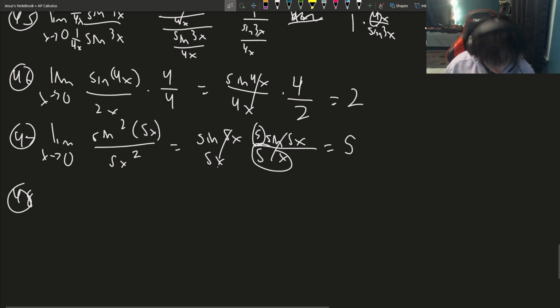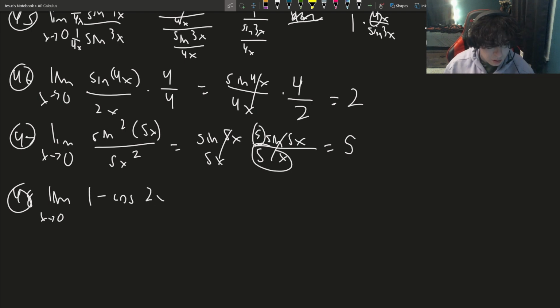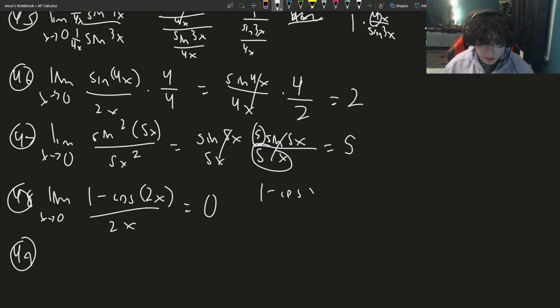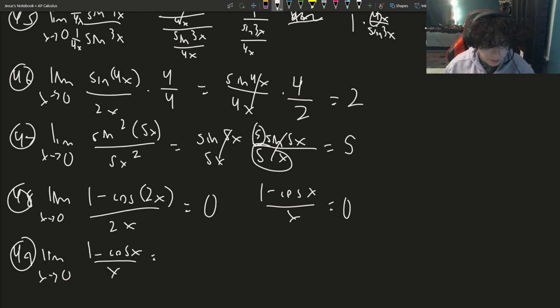48 would be the limit as x approaches 0 of 1 minus cosine 2x. This identity would just, you know, it's right here, just be 0. Just remember the identity of 1 minus cosine x over x gives you 0. It's almost done. Oh, okay, I just basically did number 49. So just be 0.